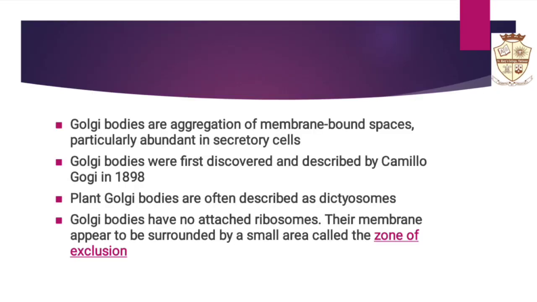Then move to the Golgi bodies. Golgi bodies are aggregations of membrane-bound spaces particularly abundant in secretory cells. The Golgi bodies were first discovered and described by Camillo Golgi in 1898. Plant Golgi bodies are often described as dictyosomes. Golgi bodies have no attached ribosomes. Their membrane appears to be surrounded by a small area called the zone of exclusion.